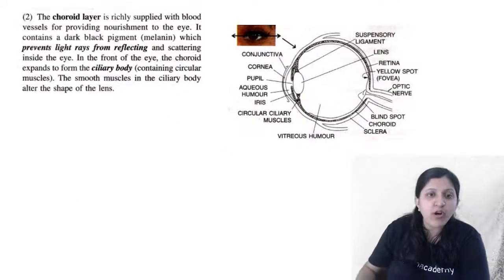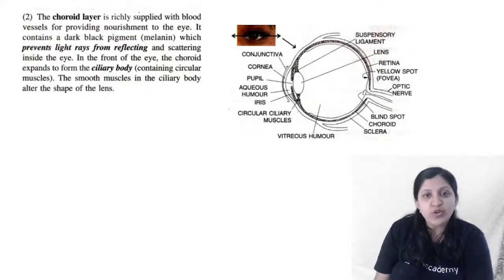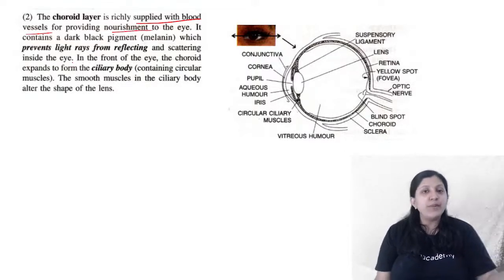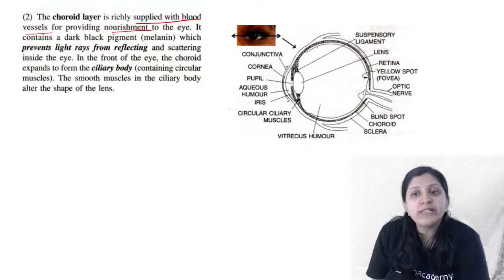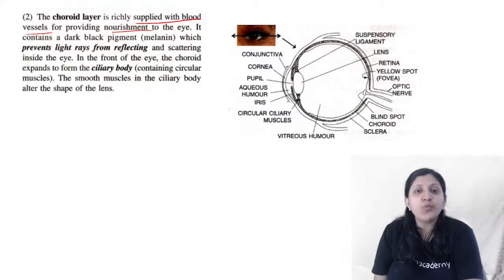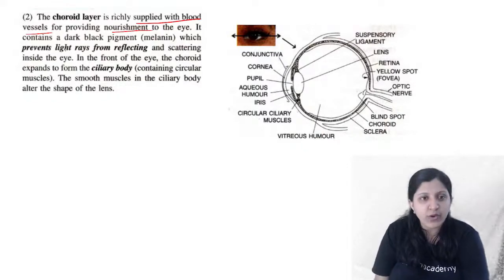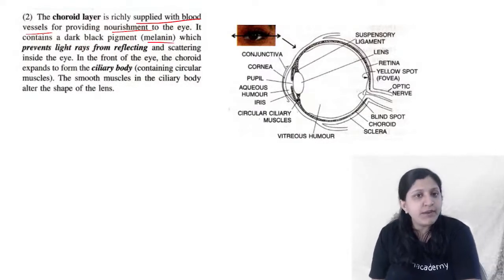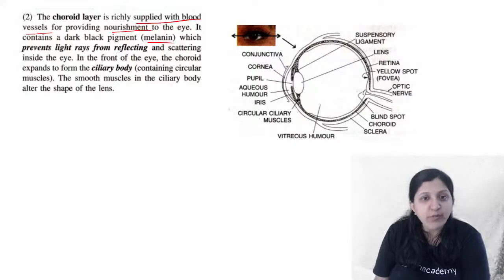Now moving on to the choroid layer. You know that it is richly supplied with blood vessels. Why are there blood vessels? That is to provide nourishment to the eye. It also contains a dark, black pigment, which is basically the melanin pigment that prevents the light rays from reflecting.